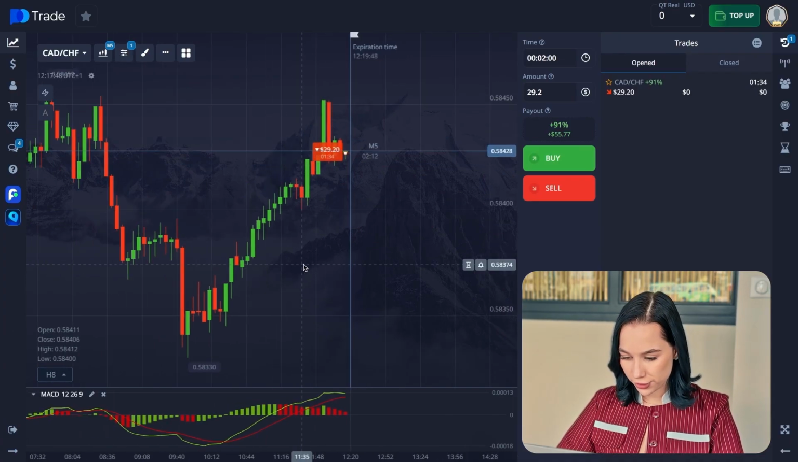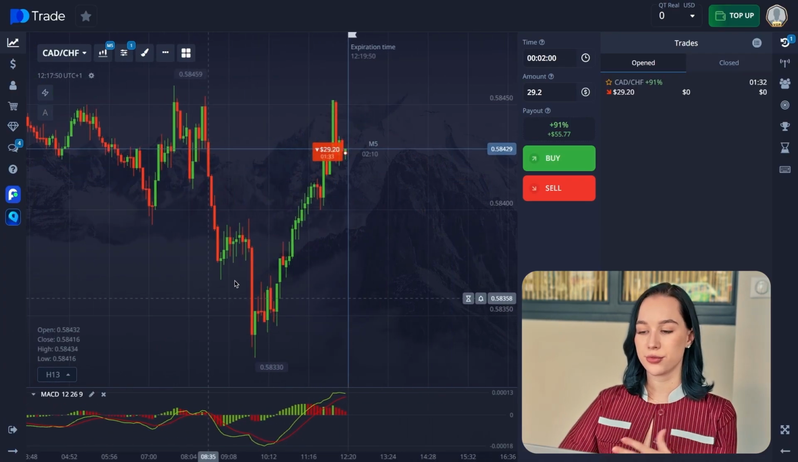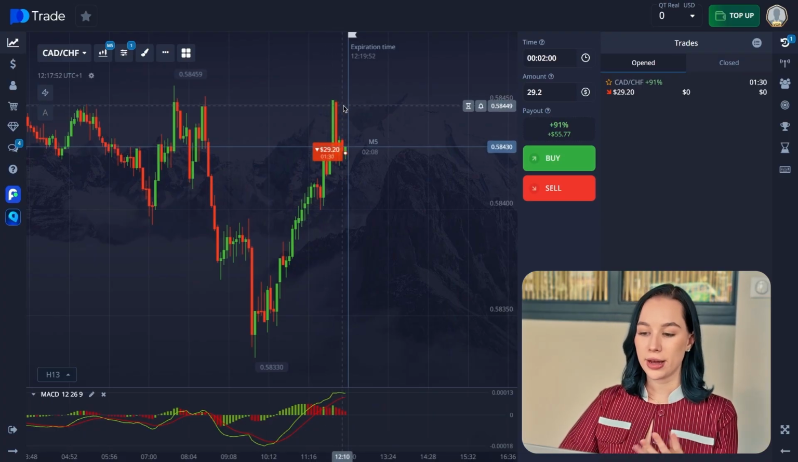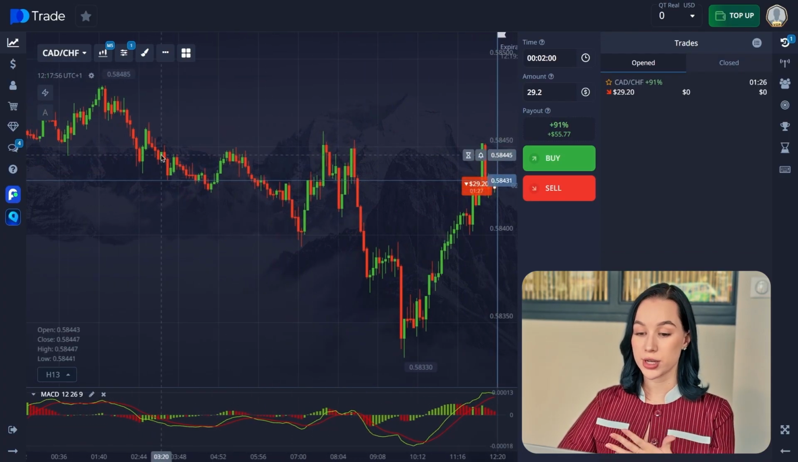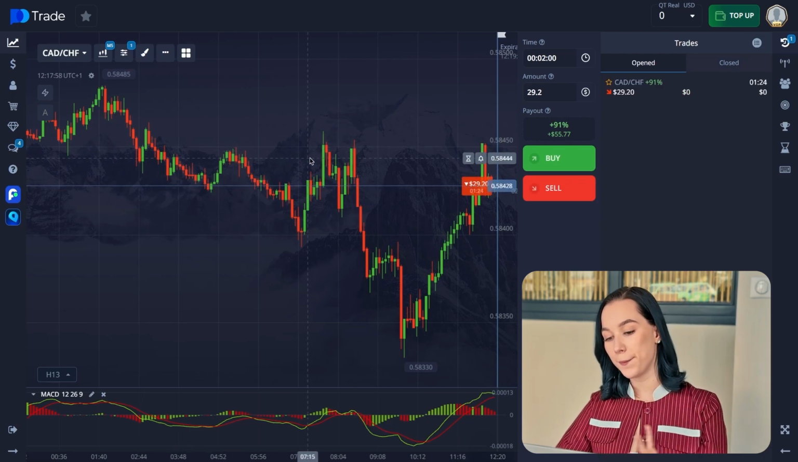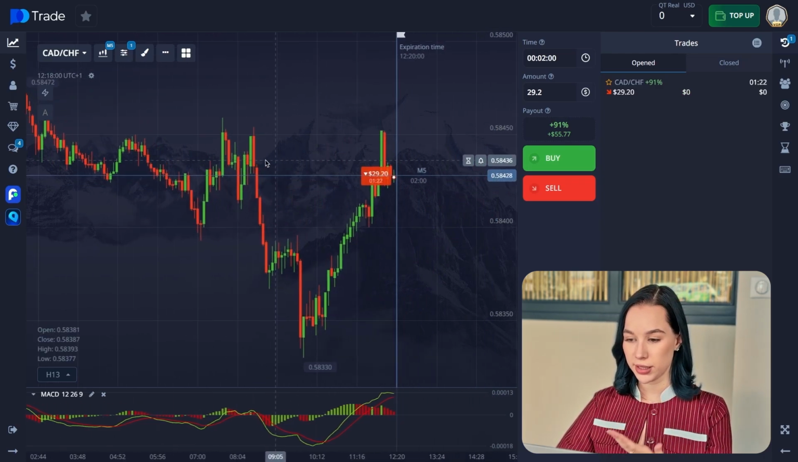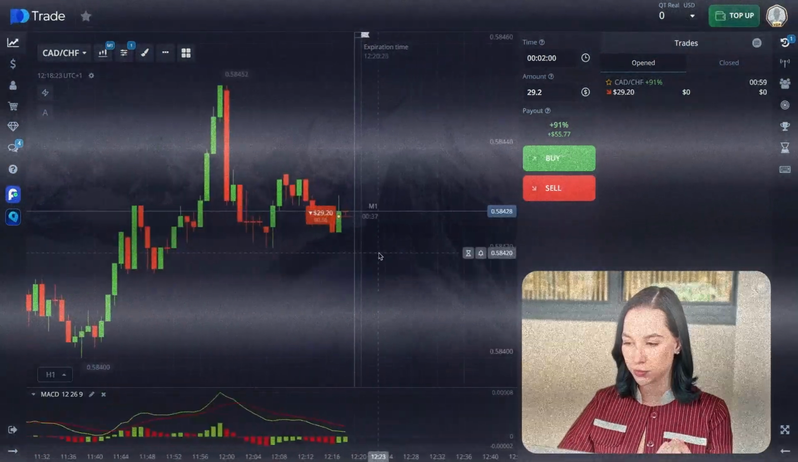Let's change to M5 again. As you can see, it all looks different. So for example, on M5, it's better to wait a little bit or just open a trade for a longer expiration time, of course, to close the trade in a plus in this case.